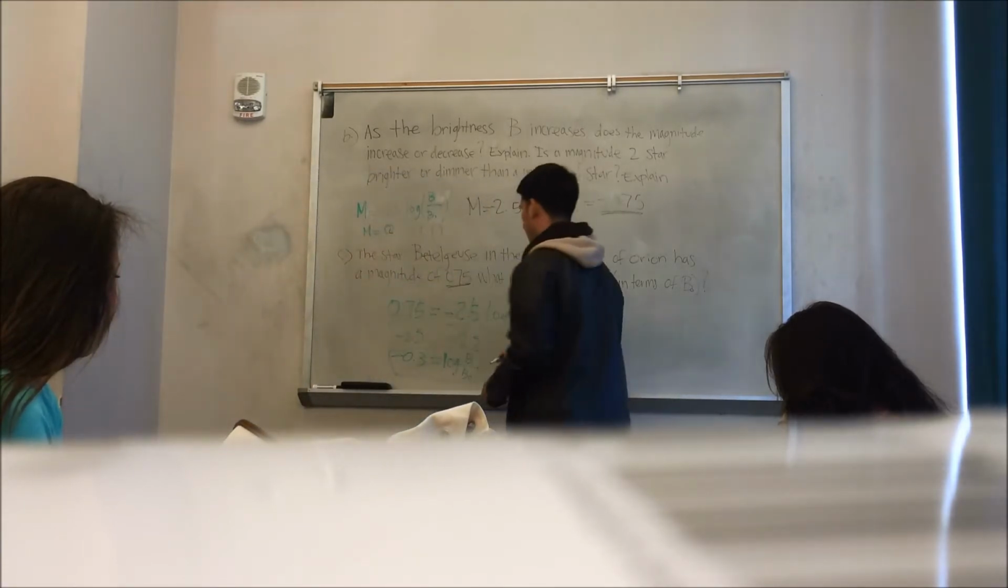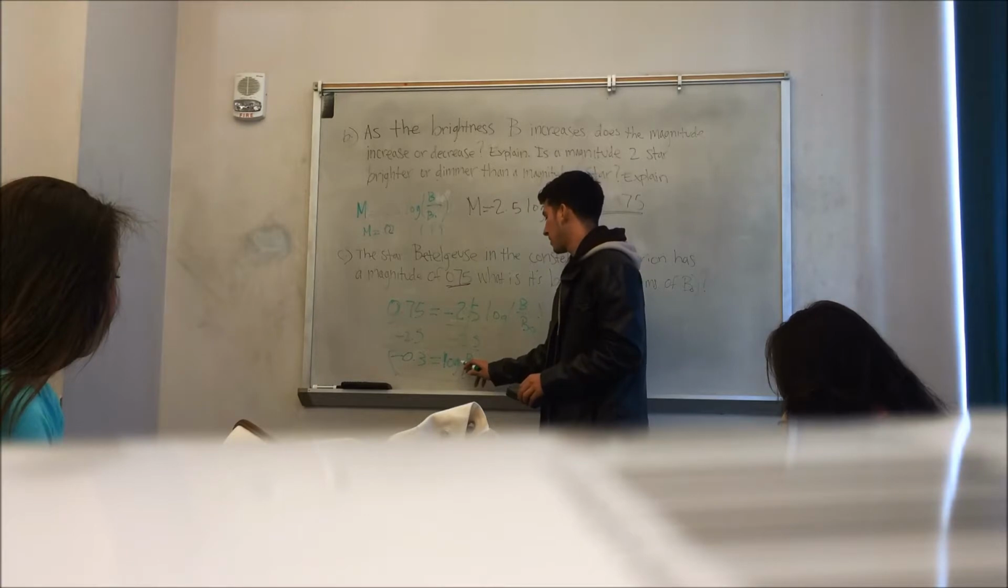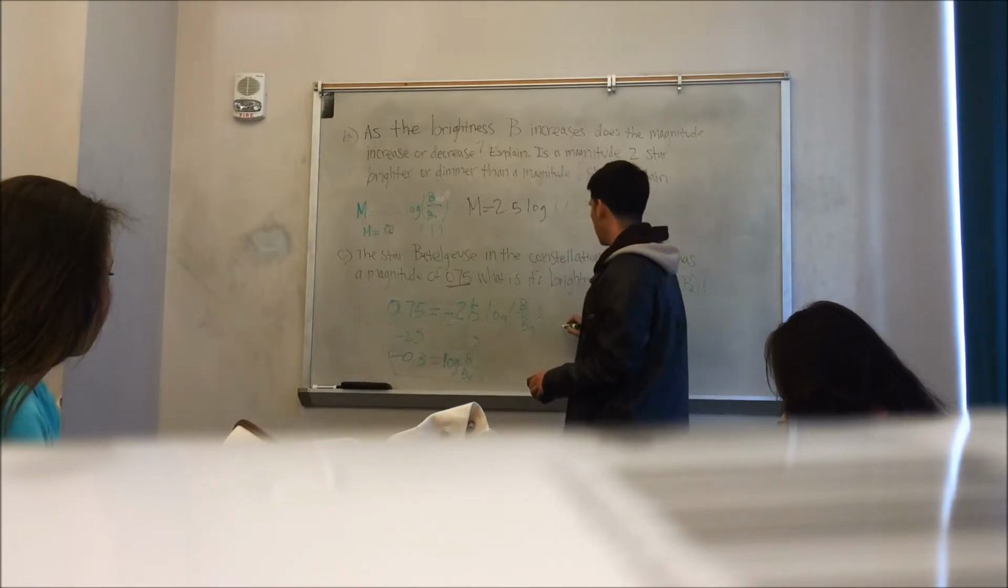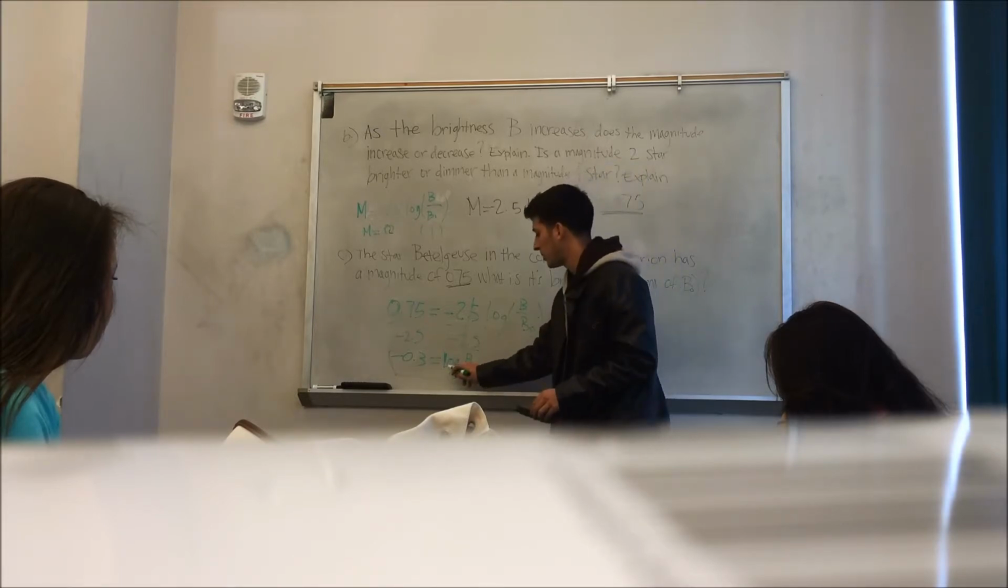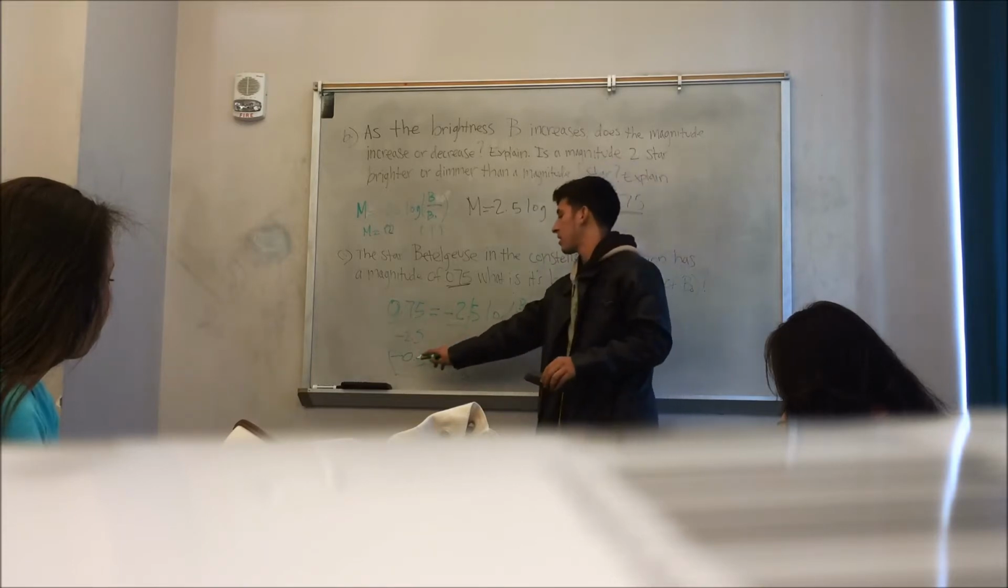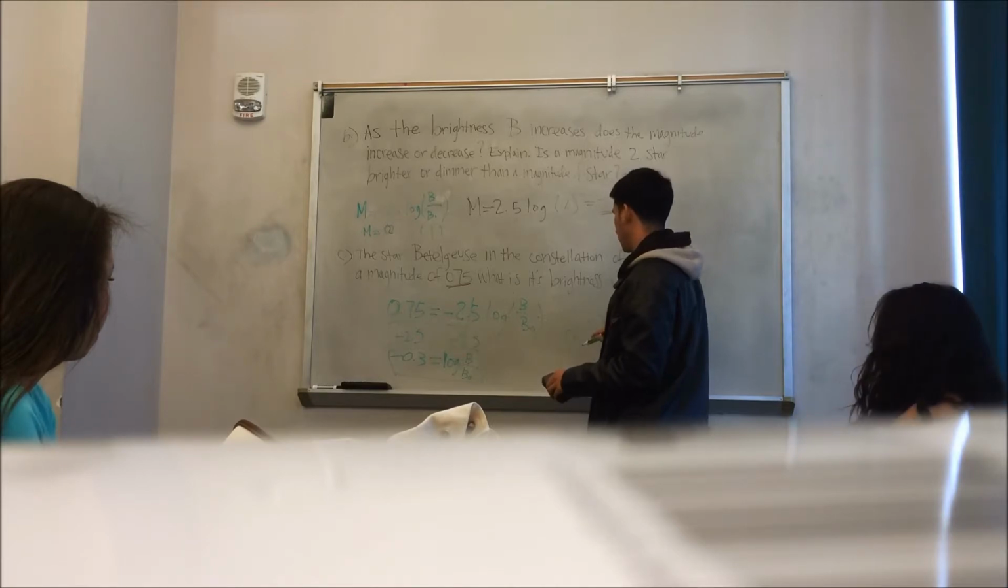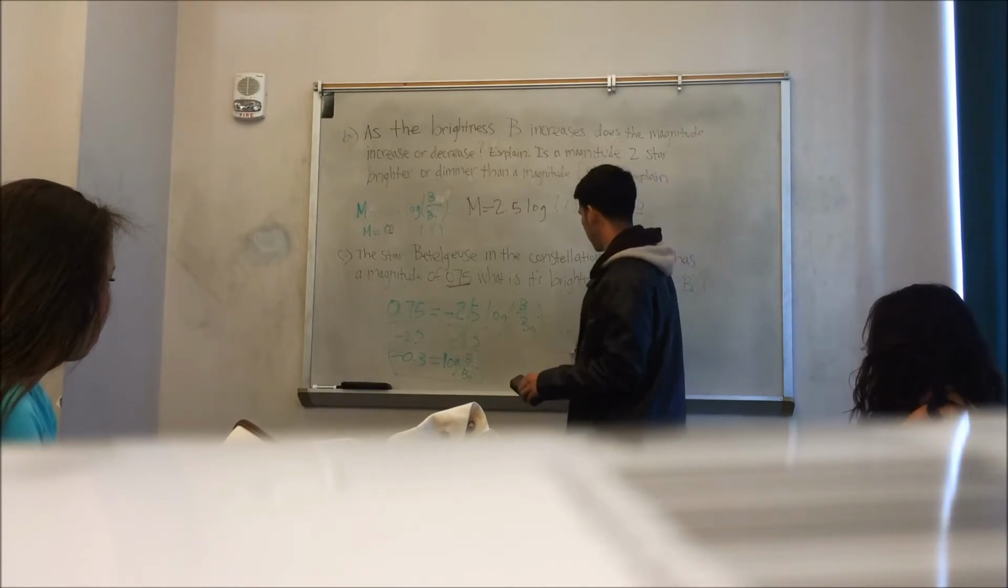So what we're going to do now is, since this is our new brightness, we're going to put it to the base of 10, because you have a log base 10. And this is going to be our exponent. So it's going to be 10 to the negative 0.3. And this right here is our new brightness.